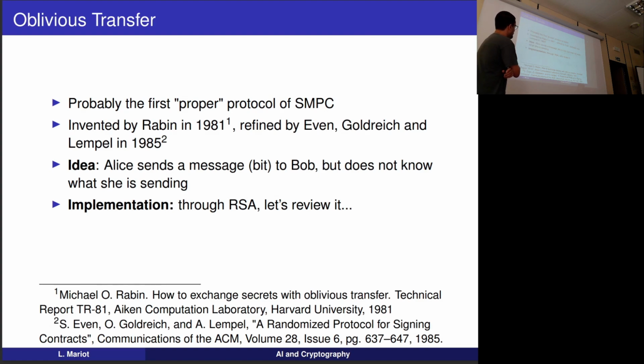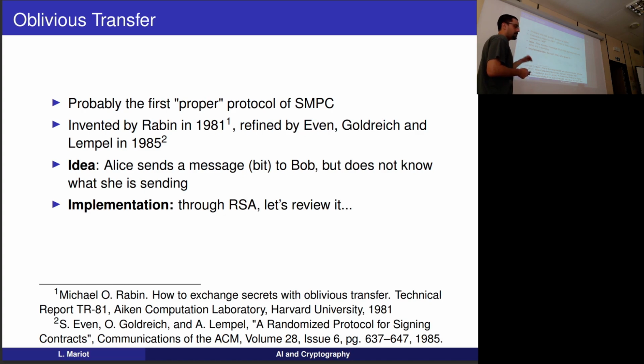AND, for example. Alice, this seems something unrelated. We will see later how it connects to the secure AND computation. In this case, Alice wants to send a message, a secret bit, for example, to Bob, but she does not know what she is sending. And this seems kind of contradictory. Like always in cryptography, we are facing problems and situations that seem impossible to accomplish. But we see now how to do it using RSA.